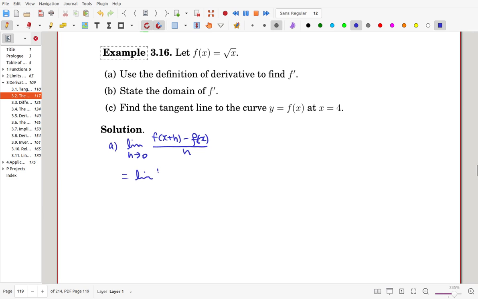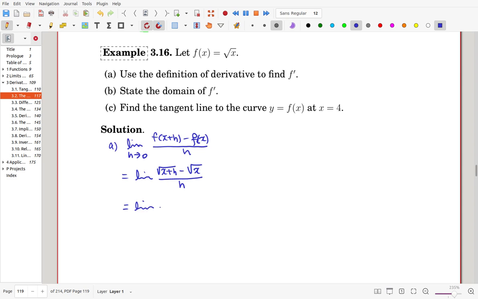Now, that's the same limit. f(x+h) is square root of x plus h, and f(x) is square root of x, divided by h. As h approaches 0, top and bottom are simultaneously approaching 0. So to get the value, we have to work on rationalization so that the conjugate can be multiplied.